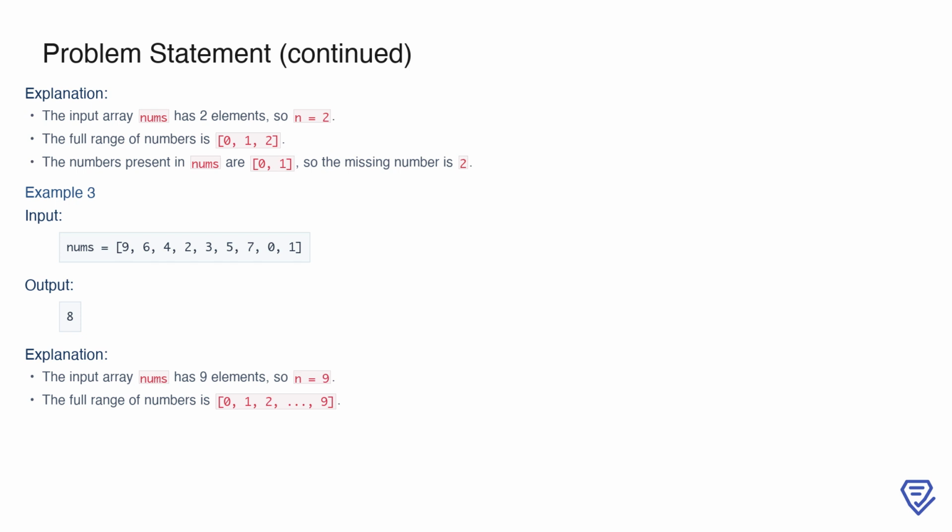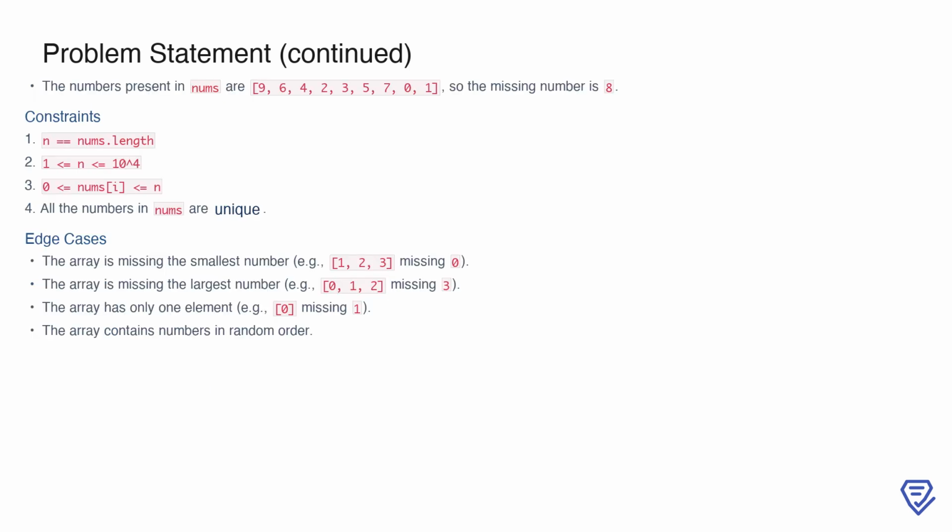Now, consider a larger array where nums equals 9, 6, 4, 2, 3, 5, 7, 0, 1. In this case, the input array has 9 elements, so n is 9. The full range of numbers from 0 to n is 0, 1, 2, up to 9. The numbers present in nums are 9, 6, 4, 2, 3, 5, 7, 0, 1. When we compare the two, we see that the number 8 is missing, so the output is 8.